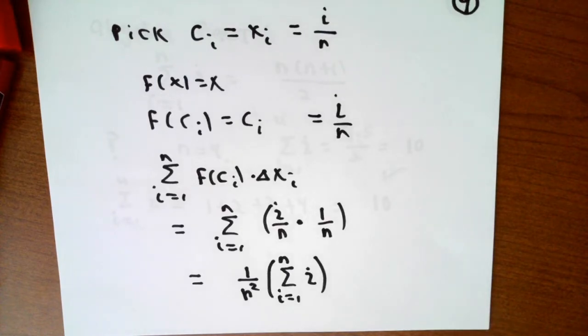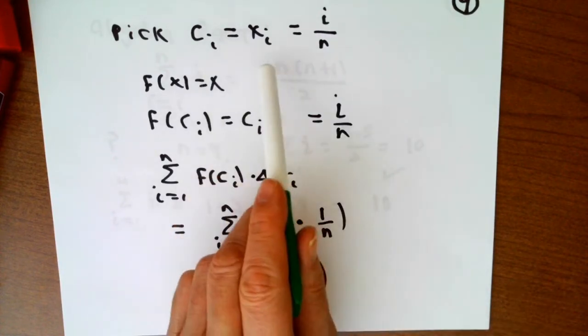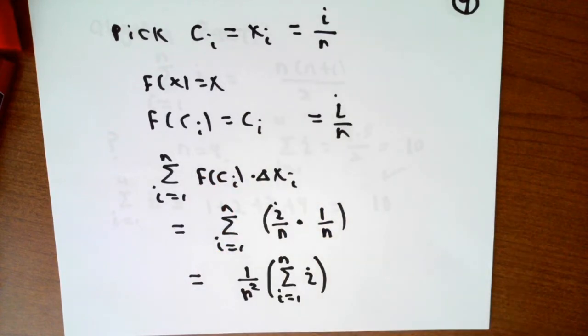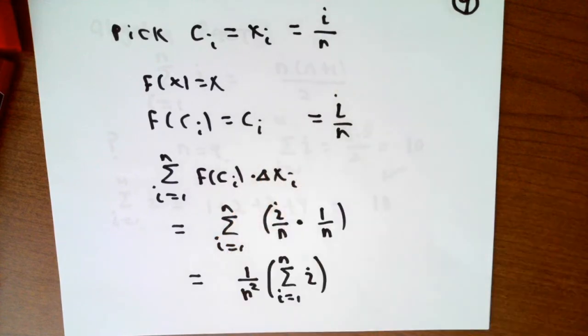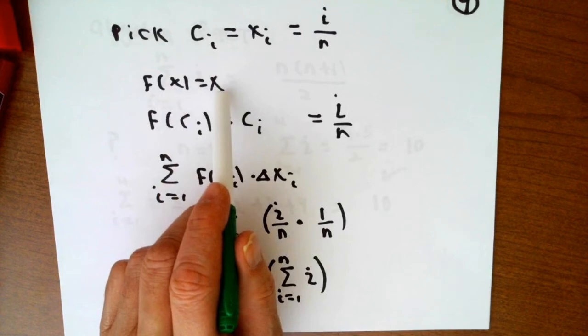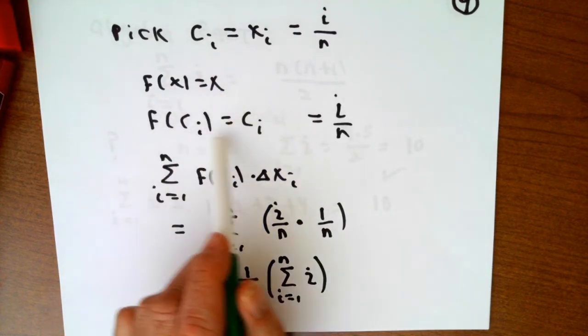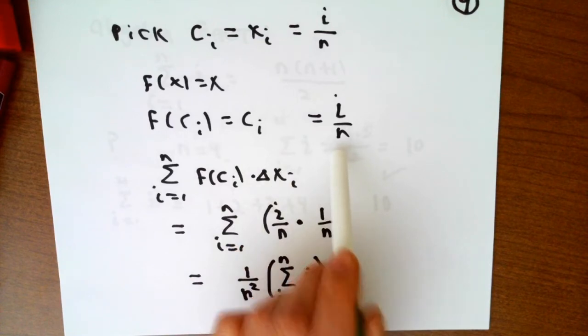Again, I'm supposed to have complete freedom about how I pick these c_i numbers within subinterval number i, so totally for convenience's sake, I'm going to pick c_i to be the right-hand end of subinterval number i, which is x_i, which is i over n. f of x is x, so f of c_i is c_i, which is i divided by n.